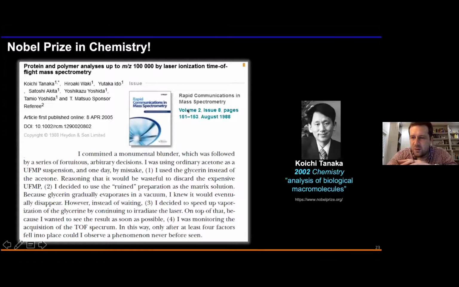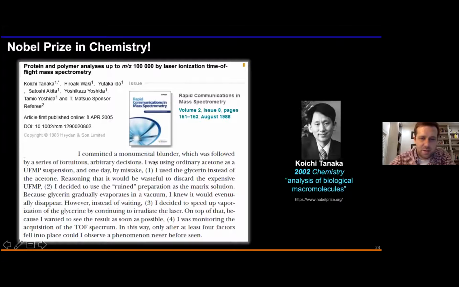So Koichi Tanaka would go on to be awarded the Nobel Prize, about a decade later, so in 2002. He shared this with John Fenn for their work in basically allowing the field of mass spectrometry to analyze biological macromolecules. So John Fenn won it for electrospray, and Koichi Tanaka won it for his work with MALDI. And I like to highlight this passage of an article that Koichi Tanaka wrote on his work that eventually allowed him to win the Nobel Prize.